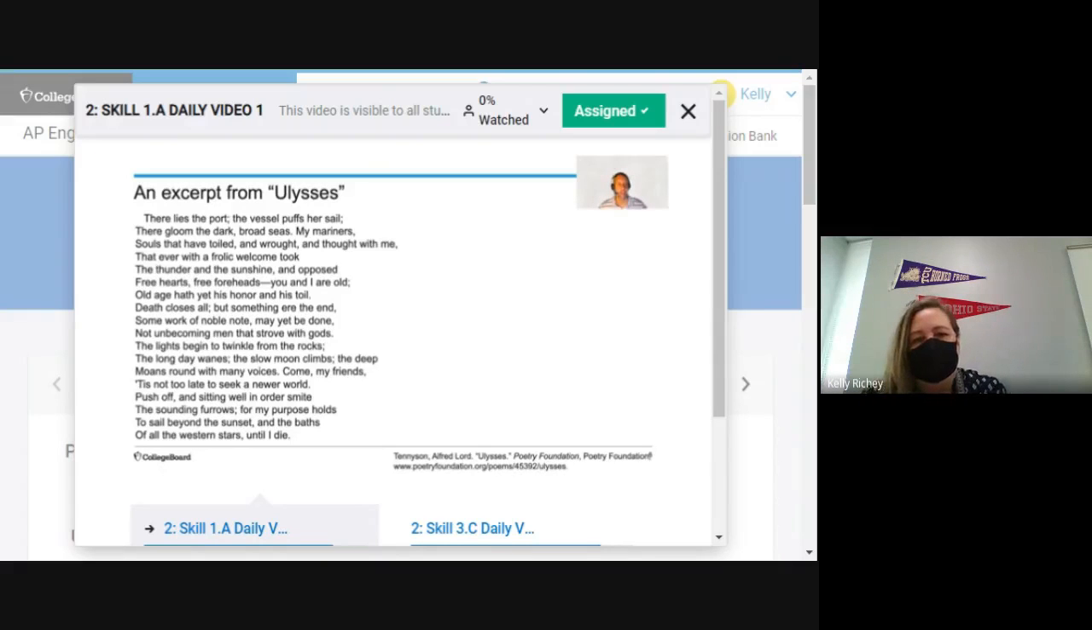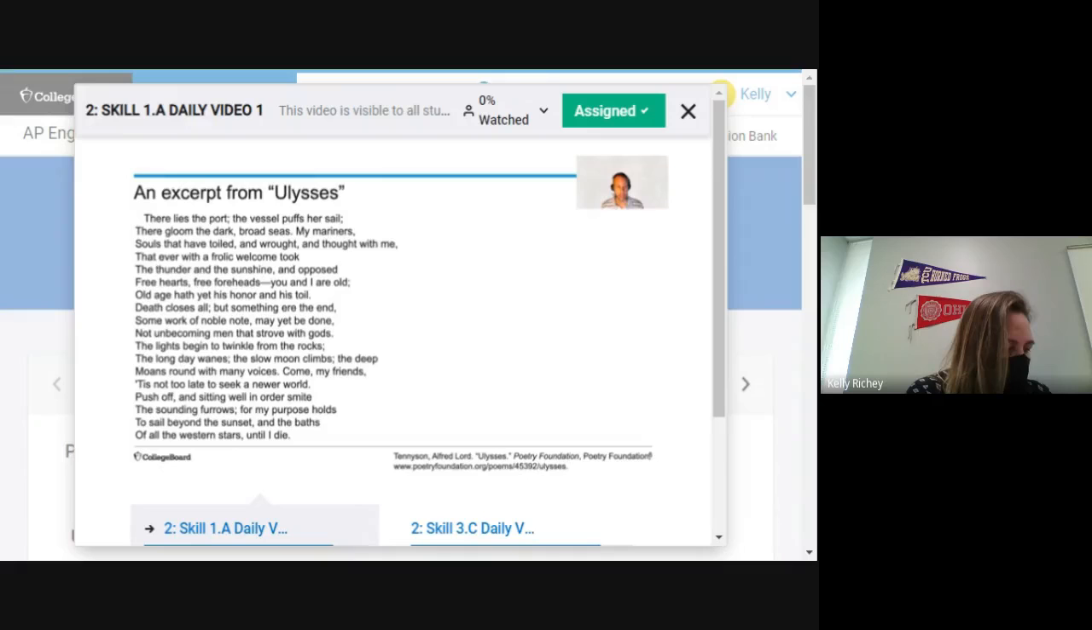Here we go. There lies the port. The vessel puffs her sail. There gloom the dark, broad seas. My mariners, souls that have toiled and wrought and thought with me, that ever with a frolic welcome took the thunder and the sunshine and opposed free hearts, free foreheads. You and I are old. Old age hath yet his honor and his toil. Death closes all, but something ere the end. Some work of noble note may yet be done, not unbecoming men that strove with gods.